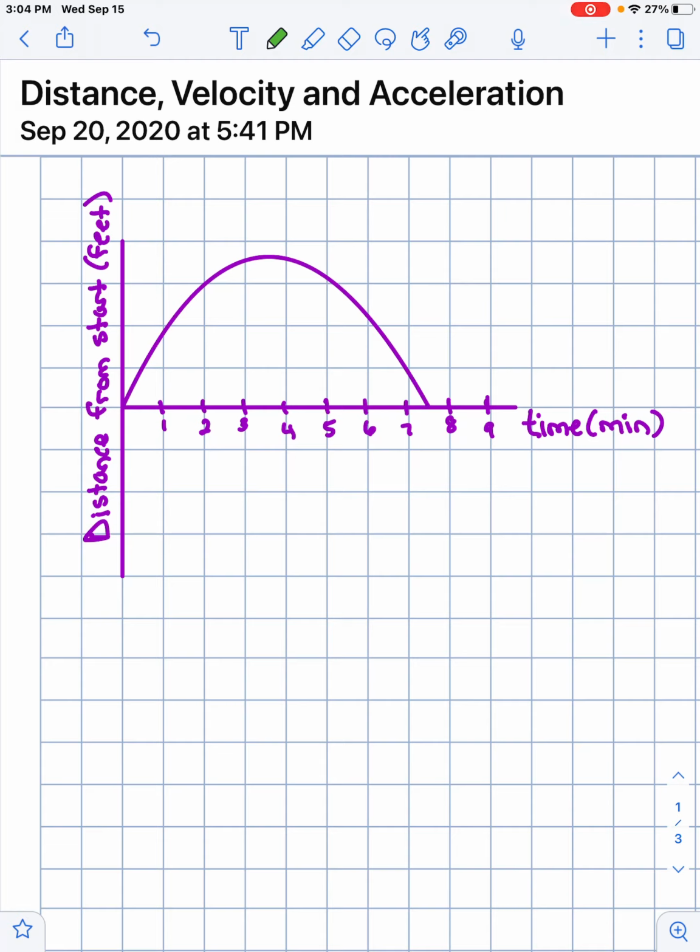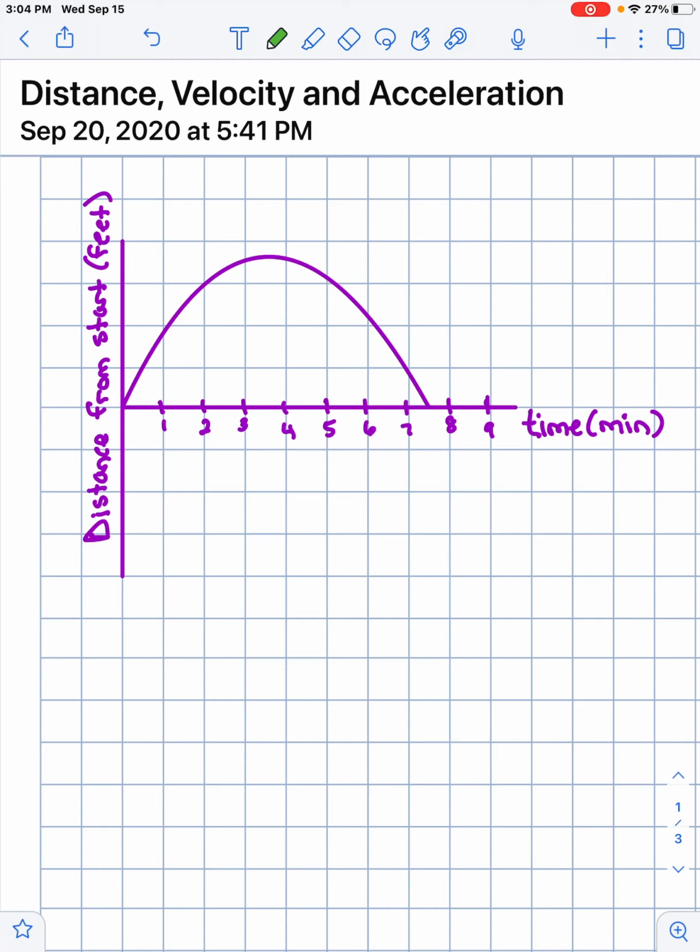So we're measuring its distance from the start in feet and how much time has passed in minutes. So no real story behind it. What we're going to do is analyze what's happening. We can see that from 0 till about 3.5, the distance from the start is increasing. And then from 3.5 until 7.5, the distance decreases. Okay, so we can see that the graph is going up and then the graph is coming down. So we can describe what's happening in those words. The distance is getting larger, so we're getting further away from the start, and then the distance is getting smaller, we're getting closer back to the start again.